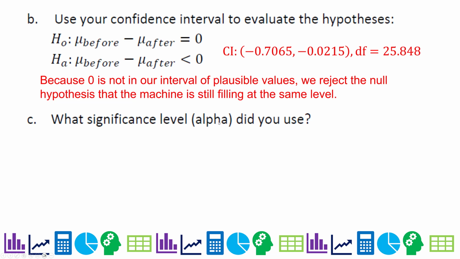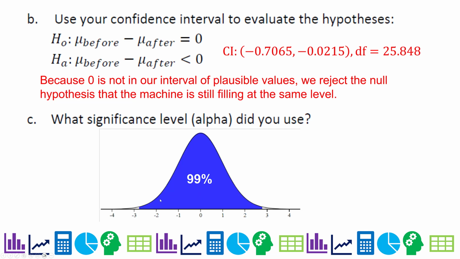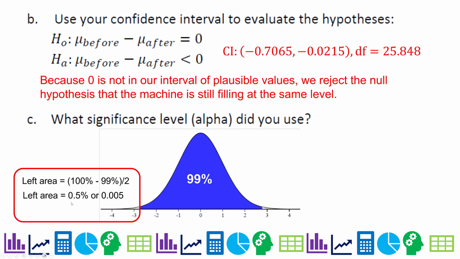All right, so what significance level did we use? So when we do a hypothesis test, usually you're probably tempted to say, well, it's a 99% confidence interval, so the alpha is 1%. But pay attention to the alternate hypothesis. We're not testing for both ends. We're only testing for the left end. So I'm going to take that 100% minus the 99%, and I have to divide it by 2. So instead of 1%, it's 0.5%. All right. Or if you write it in decimal form, 0.005.